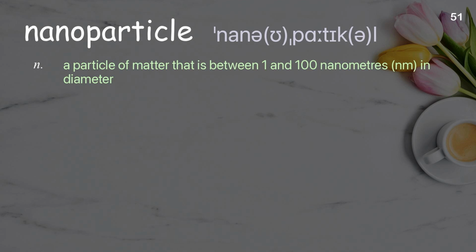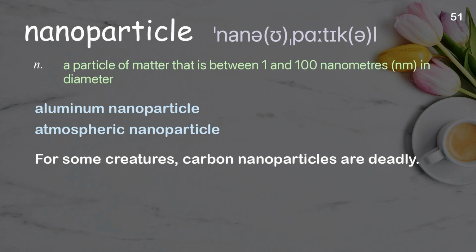Nanoparticle. A particle of matter that is between 1 and 100 nanometers (nm) in diameter. Examples: aluminum nanoparticle. Atmospheric nanoparticle. For some creatures, carbon nanoparticles are deadly.